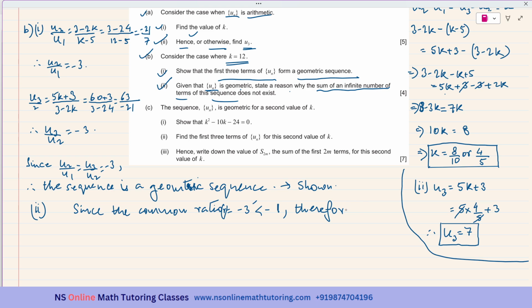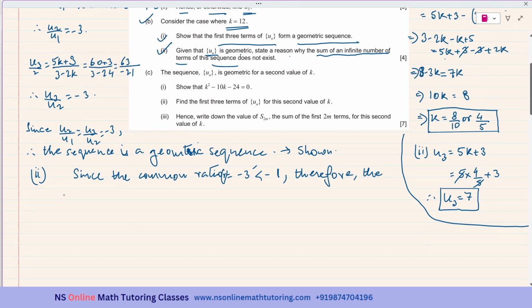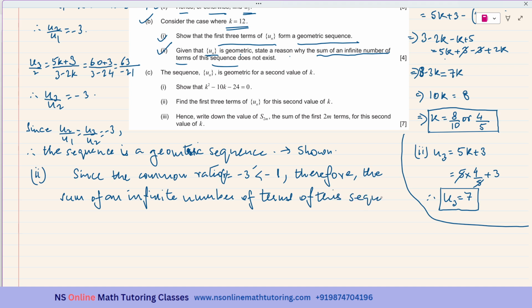Okay. Therefore, the sum of an infinite number of terms of this sequence does not exist.